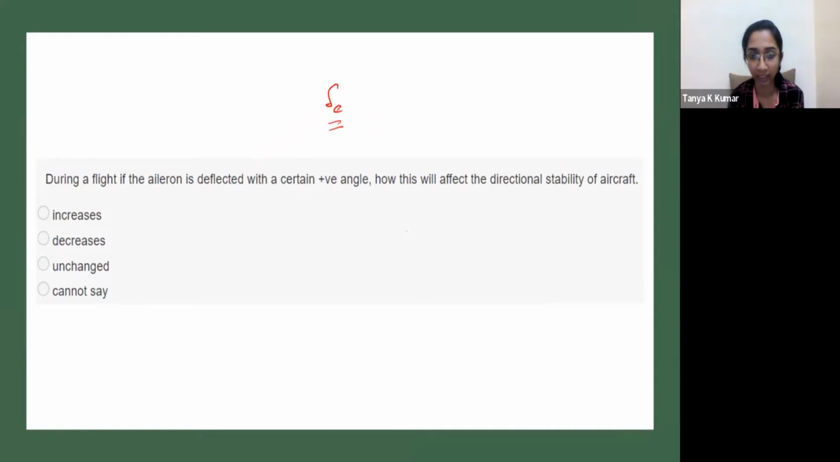In the longitudinal case, the control surface is the elevator, right? So if you deflect the elevator, delta E, how does it affect the longitudinal stability? Does it have any effect, or does it increase or decrease it? What does it do? For a positive delta E, how does the stability of the aircraft change? Can someone tell me?